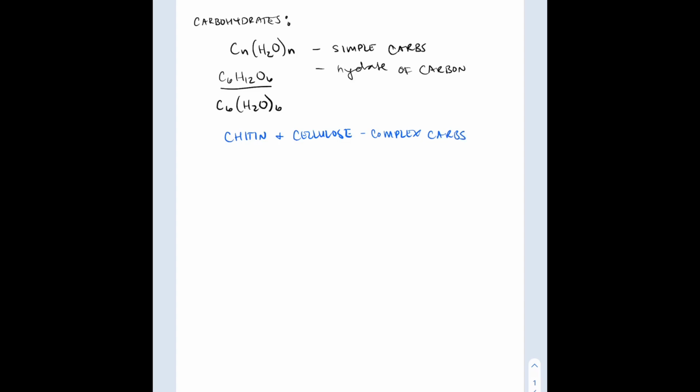Some common complex carbs are going to be chitin and cellulose. And obviously the starches, amylose and amylopectin as well, just to give you a couple examples.